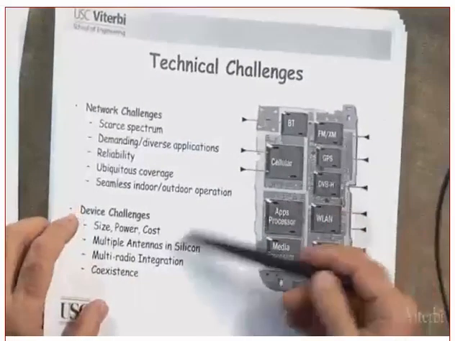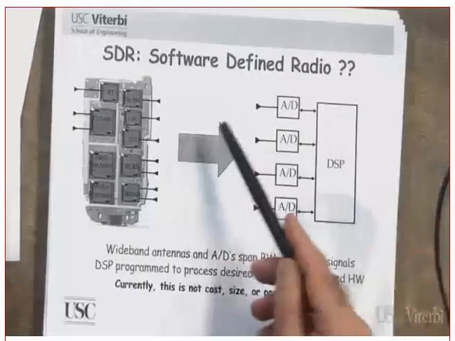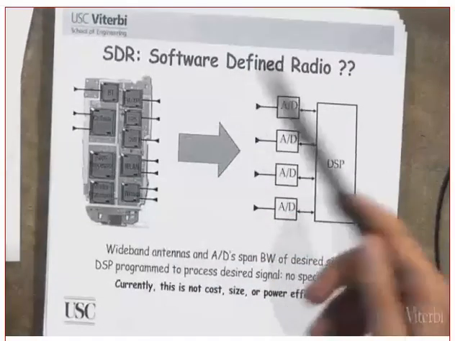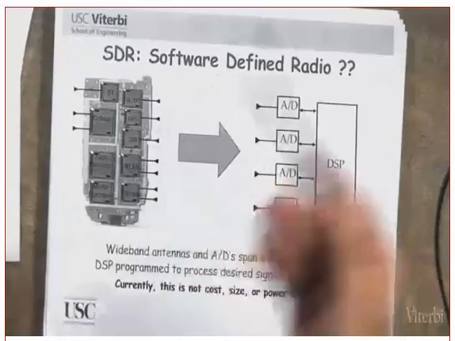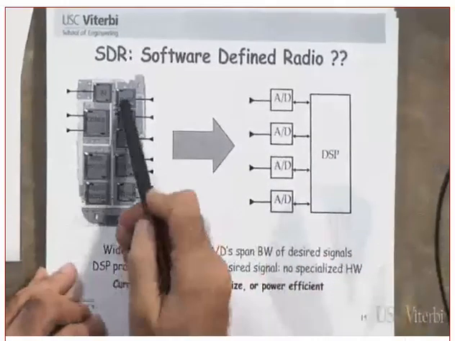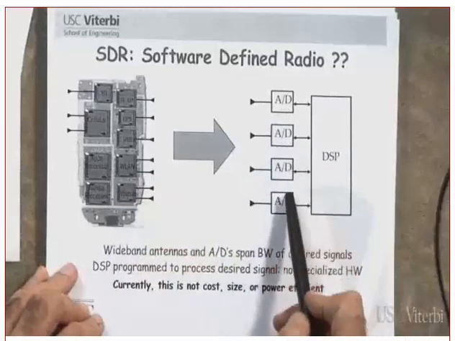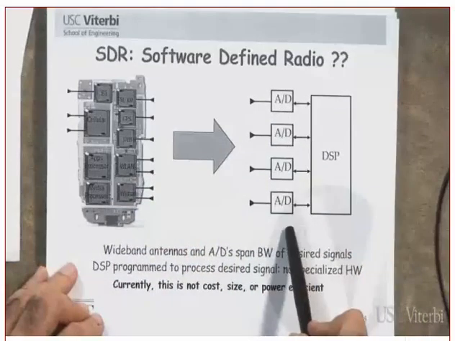And we will study them in detail as we move along. One possible solution is to do the reconfiguration of your radio via software. You follow me now? Via software. In other words, we replace all of this by a series of A to D. What does A to D stand for?